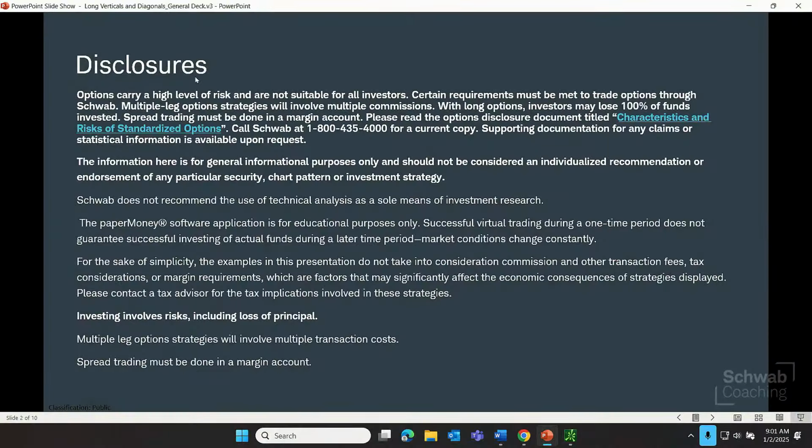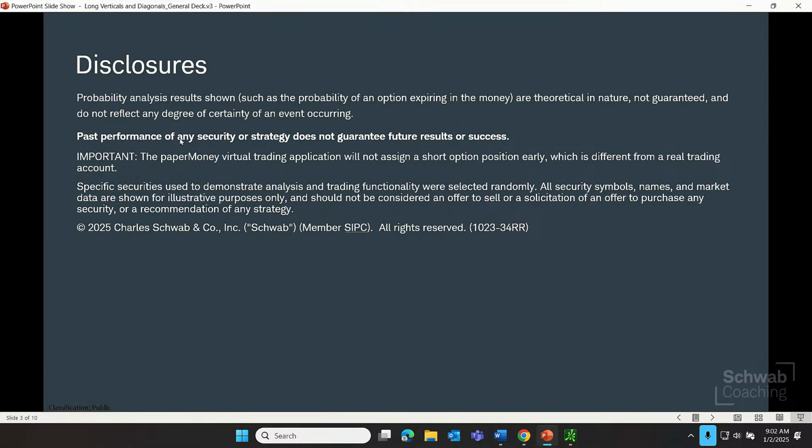But let's get right into it. First thing that we're going to discuss, of course, is the risk associated with investing and trading. This risk is real, so bear these important disclosures in mind. Options carry a high level of risk and are not suitable for all investors. Schwab does not recommend the use of technical analysis as the sole means of investment research. Investing involves risks, including the loss of principal, and past performance of any security or strategy does not guarantee future results or success.